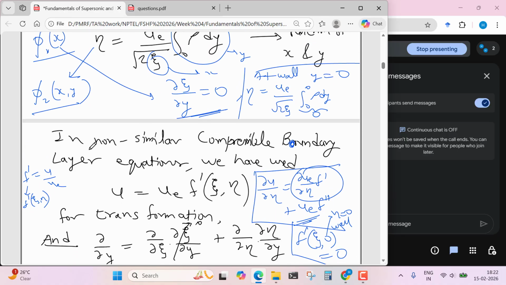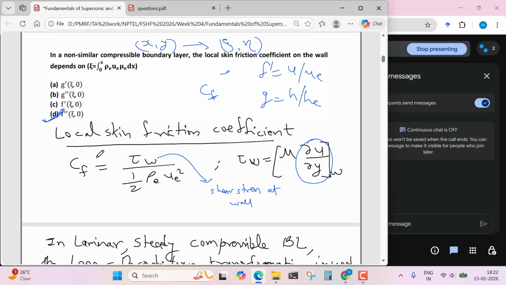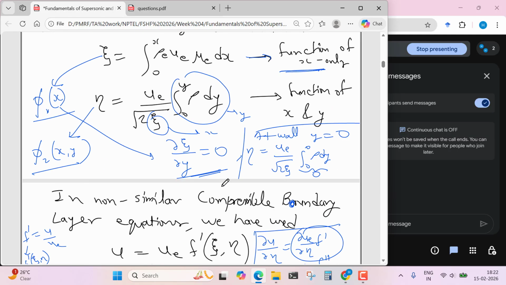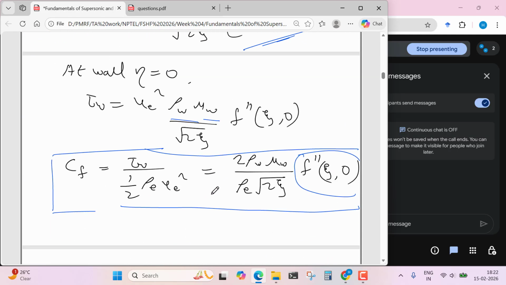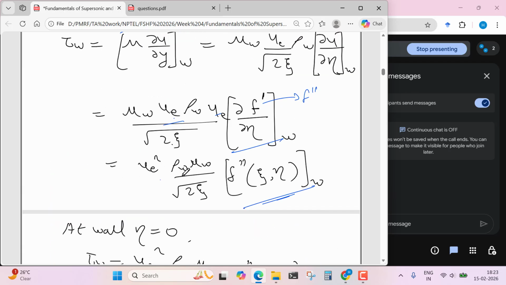Mainly, generally you don't have to do all these things much. Mainly if you remember the final rate also, it is okay. Or important is that the CF is directly proportional to f double dash xi eta. This you should remember.